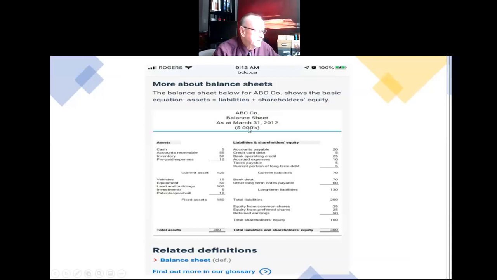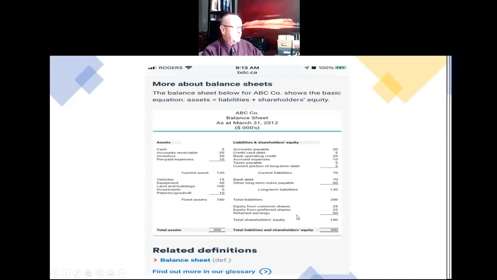Now all these numbers are in thousands of dollars, so shareholders' equity is $100,000. That probably means that when this company started, the owners or the shareholders put in $100,000 to get the company started up. That's usually what the shareholders' equity is. It's money that the owners, the shareholders, have put into the company to get it started up. Therefore, it forms part of the liability side of the balance sheet because the company owes the shareholders that money.